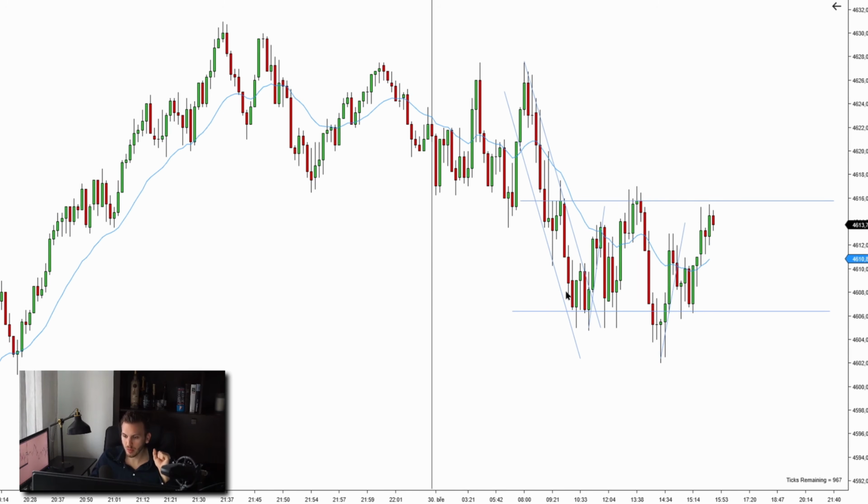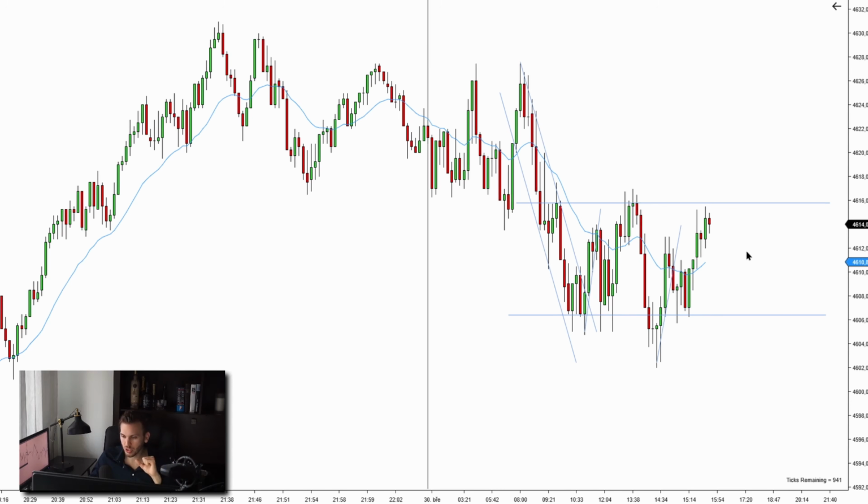We have a move down followed by a two-legged pullback, and this downtrend created a break and a new extreme was formed. After that, price is consolidating and we have 1 minute before the market opens. When I'm watching this right now, I have no clear bias of what I'm looking at.